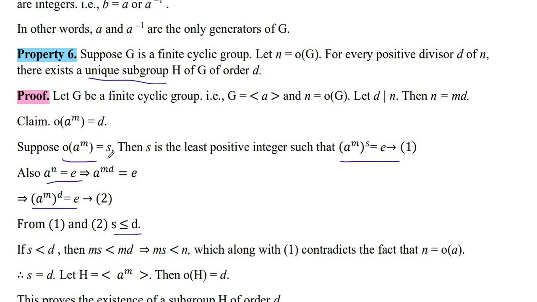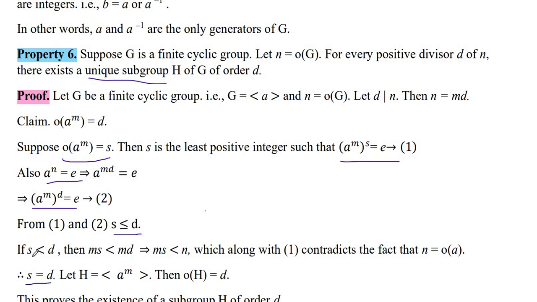You have assumed the order of A power m to be s. So s is the least positive integer for A power m, and d is any other integer for which this holds. Order of an element is always the least positive integer. So from 1 and 2, s must be less than or equal to d. Now we claim that this s is equal to d.